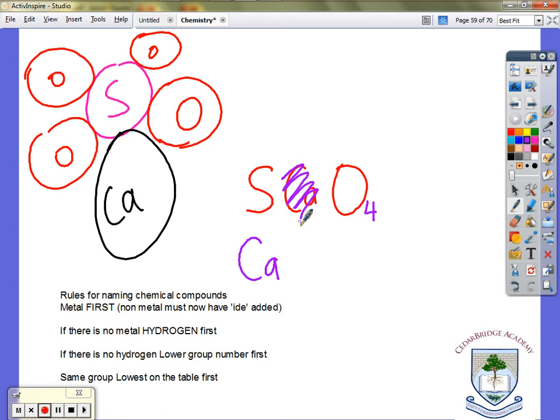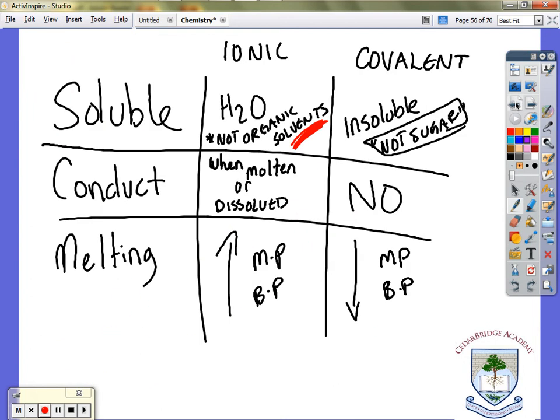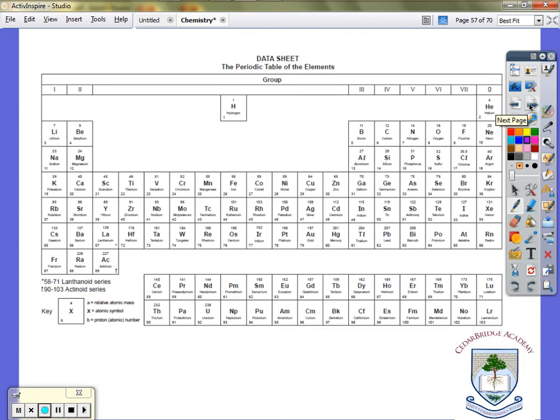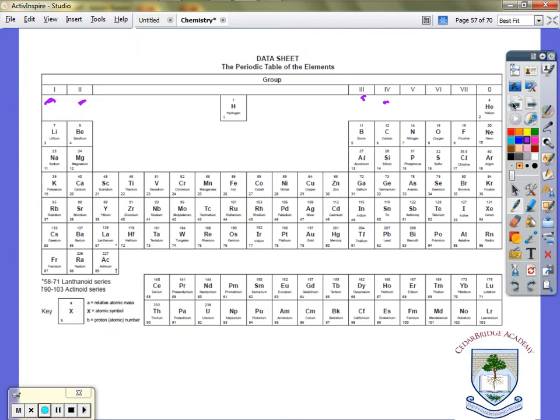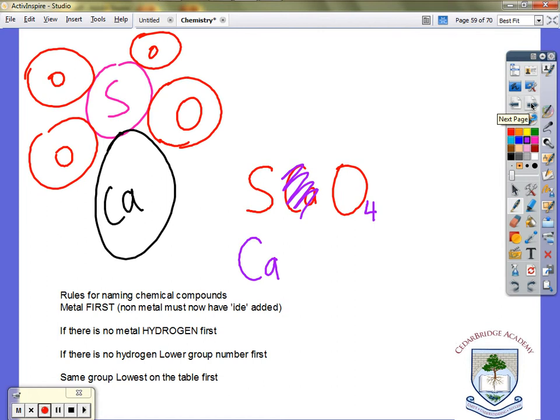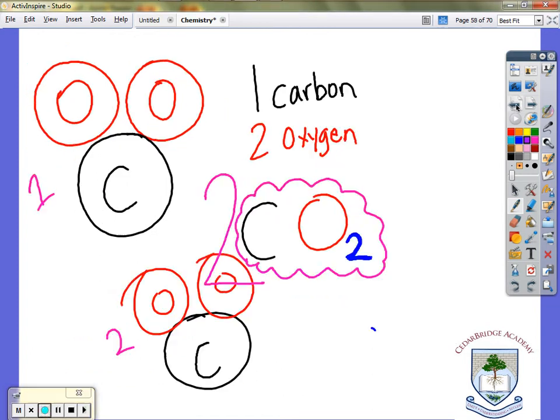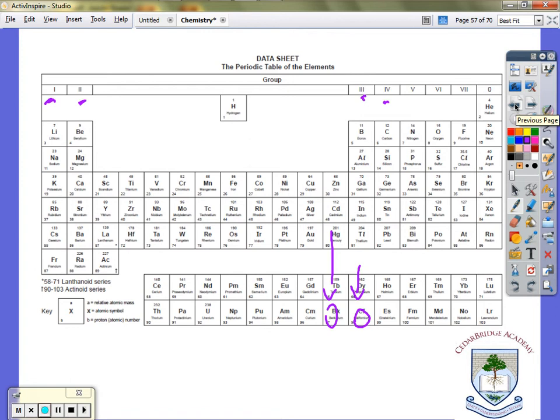If there's no hydrogen, then the lower group number comes first, and you would have to look on the periodic table at your group numbers. Whichever element is in the lowest number, that one comes first. And then if they're both in the same group, whoever's the lowest on the periodic table, their name comes first. So it seems silly, but you have to name them the right way. So now we have S and O4, so we need to know who comes next. The metal's already done, so we find S and O and we realize they're both here.